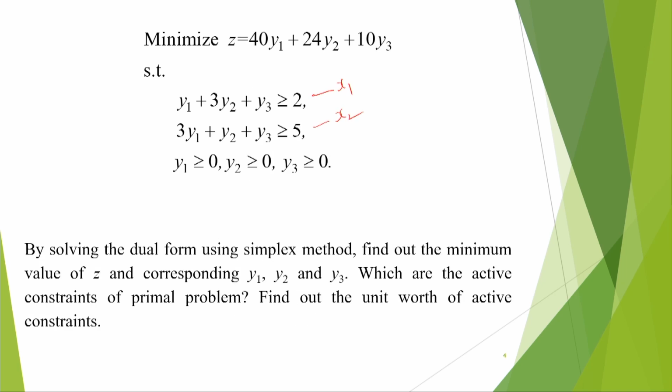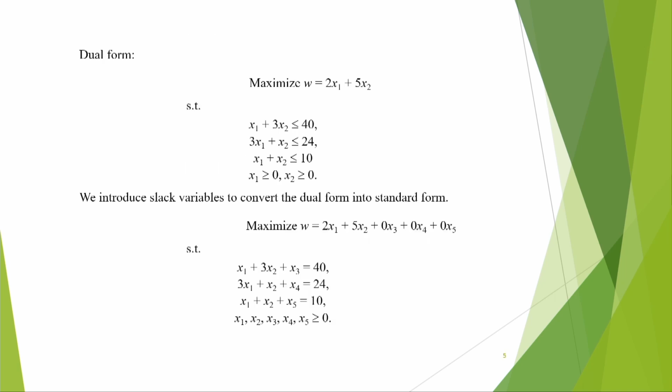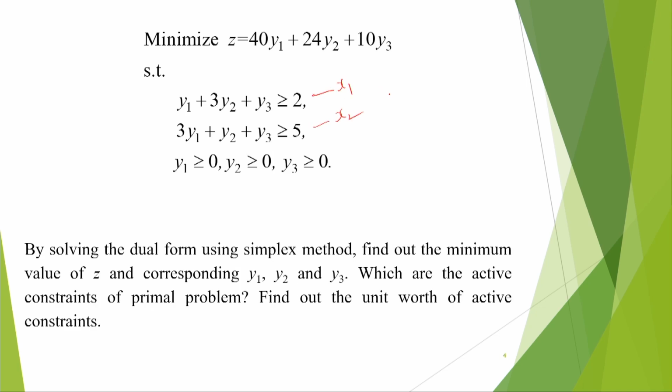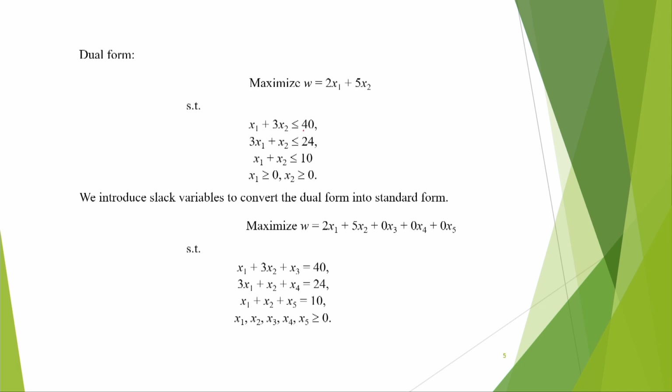Minimize z is equal to this much, so its dual will be: maximize W is equal to 2x1 plus 5x2, subject to smaller-than-or-equal constraints. Here y1's coefficient: x1 plus 3x2 is smaller or equal to 40, 3x1 plus x2 is smaller or equal to 24, x1 plus x2 is smaller or equal to 10, and x1 greater than 0, x2 greater than 0.